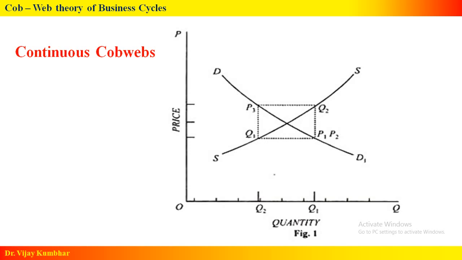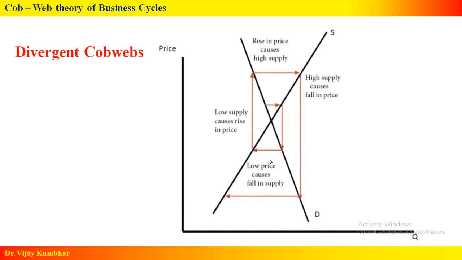Accordingly, the continuous cobweb will be created. This is the continuous cobweb. Next one is the divergent cobweb. Suppose we assume that we are here.